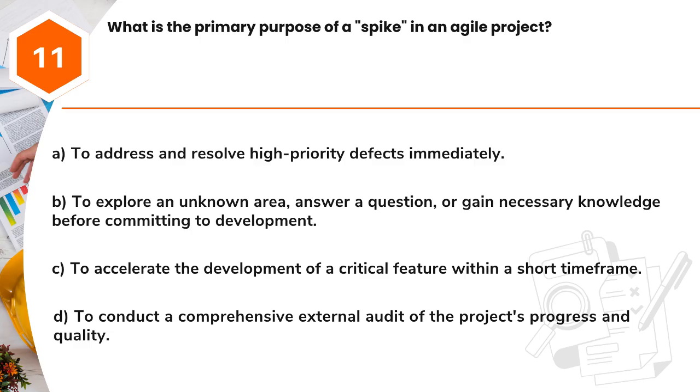Question 11. What is the primary purpose of a spike in an agile project? A. To address and resolve high-priority defects immediately. B. To explore an unknown area, answer a question, or gain necessary knowledge before committing to development. C. To accelerate the development of a critical feature within a short time frame. D. To conduct a comprehensive external audit of the project's progress and quality.